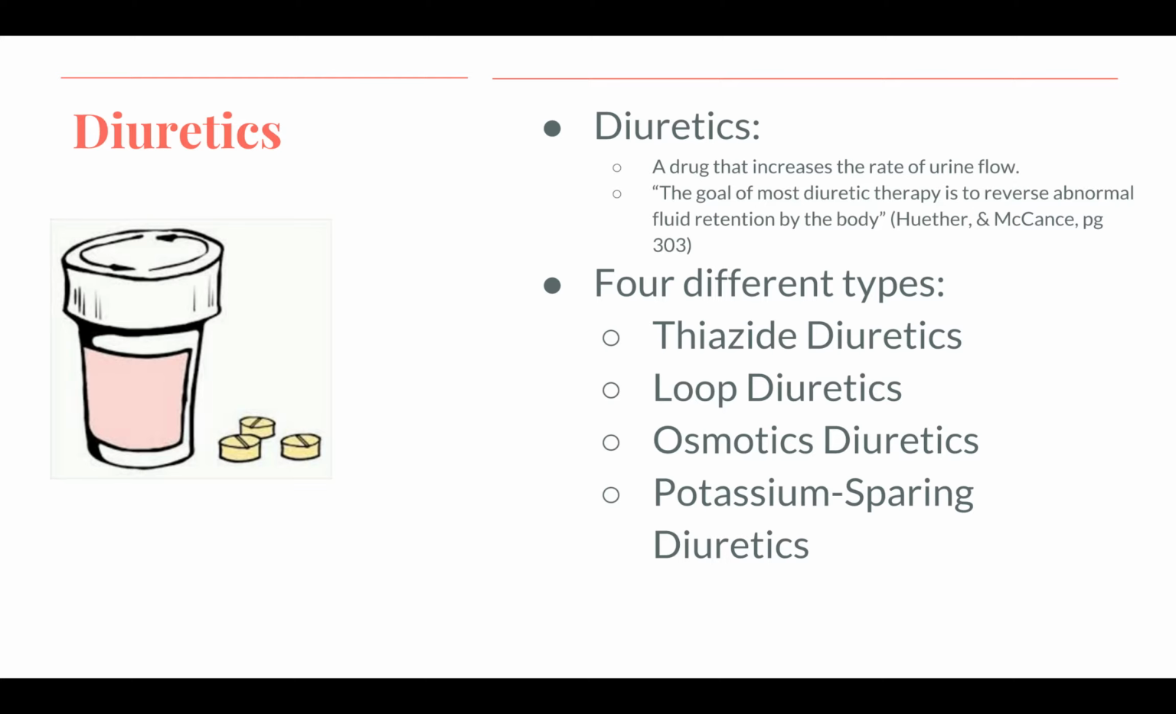The next, osmotic diuretics, act on the proximal tubule along with the loop of Henle, and they create an osmotic force to reabsorb the water into the nephron and excrete nearly all of the electrolytes. Potassium-sparing diuretics is the final one, and they act on the late distal tubule and collecting ducts to block the reabsorption of sodium. They also reduce the secretion of potassium, but do not increase the excretion of potassium.